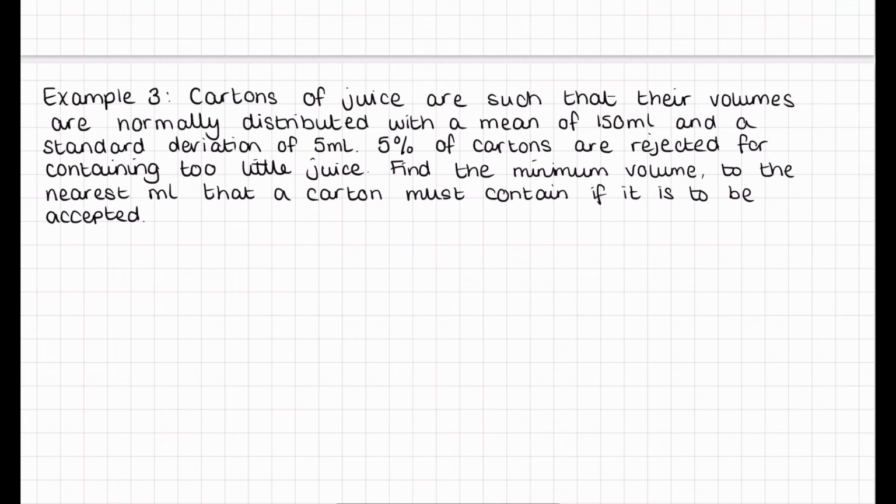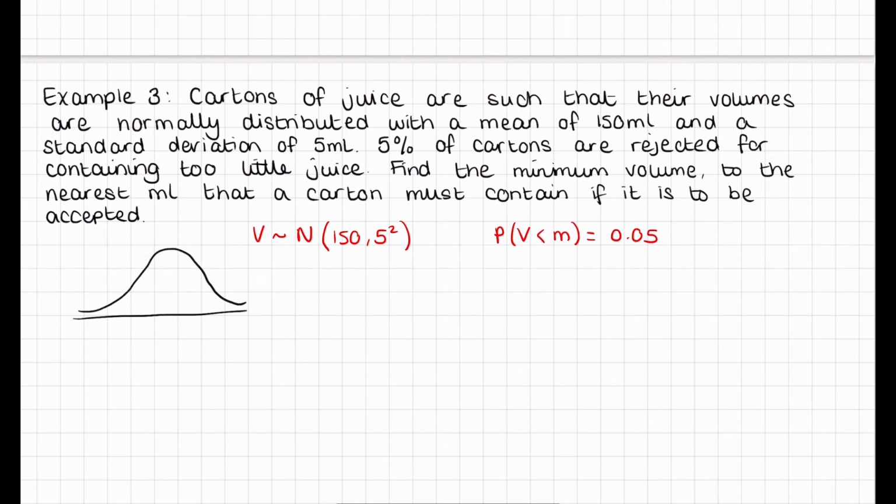So with this question, let's work out the information we've been given. So for our volume, the normal distribution, our mean is 150 and our standard deviation is 5, so the variance is 5 squared. 5% of cartons are rejected for containing too little juice, and we're wanting to find what that value is. So we're wanting to find when the volume is less than m and when that equals 0.05. What value gives us 5% error? So on a sketch, we are wanting to find this shaded section here, which is just 5%.